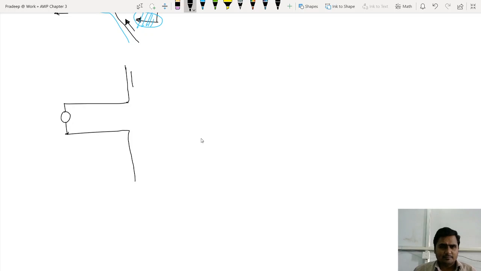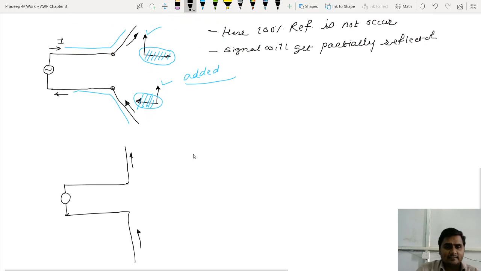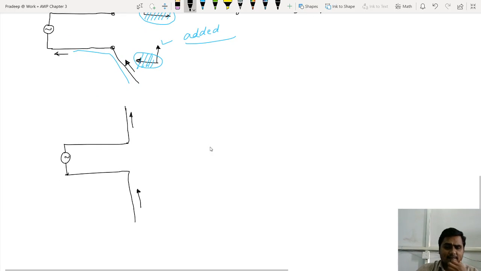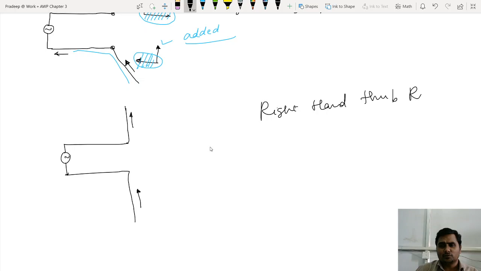Current components which are adding are those components. Yes, those are the components which will get added, and the rest of the components, that is the second one, they got cancelled. Now if you think about the right hand thumb rule, which I will write here: if current is in this direction in the conductor, then the magnetic field will be like this. This is the magnetic field.